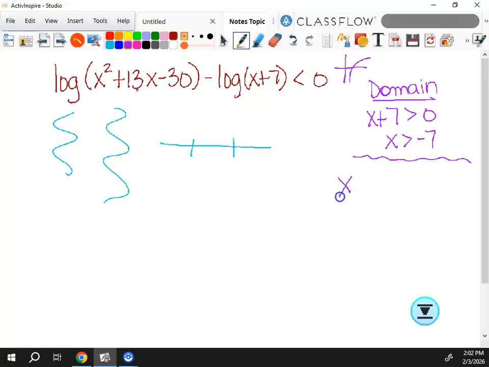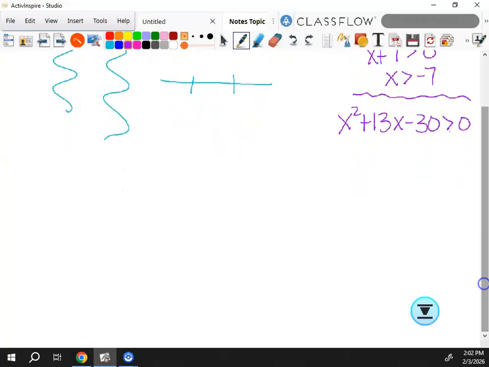But I also need this input to be positive. So I also need x squared plus 13x minus 30 to be greater than 0. And notice here that this sign is different than this sign because we're talking about 2 completely different things. I want this function to be less than 0, but here these always have to be greater because I need a positive number there, all right? I could use a quadratic formula here, but I don't have to because I can actually factor this, right? So when I factor this, what are my numbers?